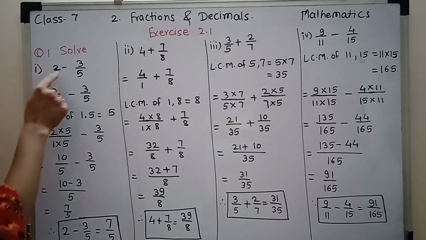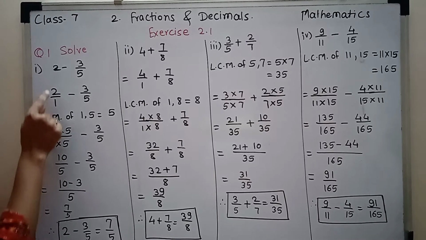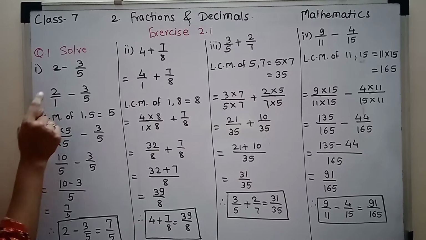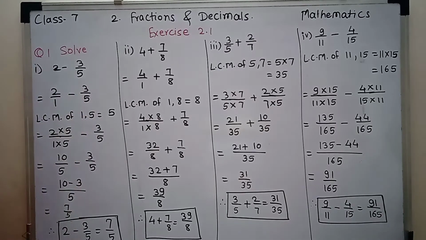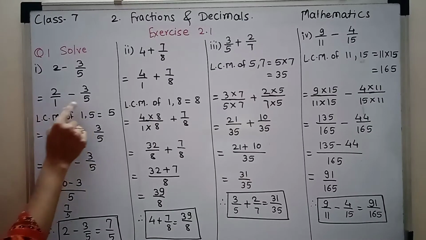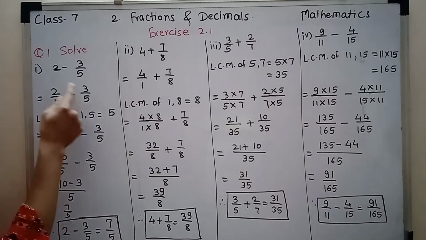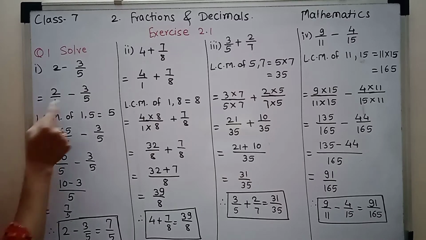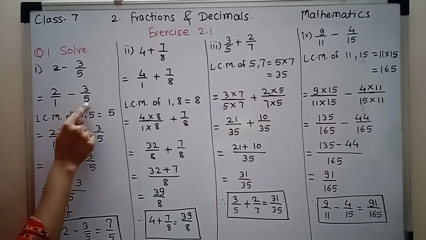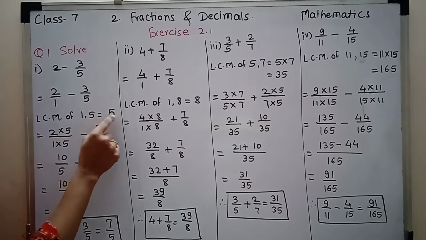Whenever we have a single number, we can write it in the form of a fraction. So that is 2 upon 1. 2 can be written as 2 upon 1 minus 3 upon 5. Now, here we can observe that both fractions have different numbers as denominators. So we need to take the subtraction. To perform the subtraction, what do we need to do? We need to take the LCM of 1 and 5. So the LCM of 1 and 5 is equal to 5.